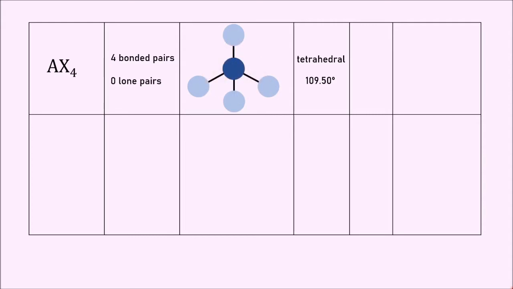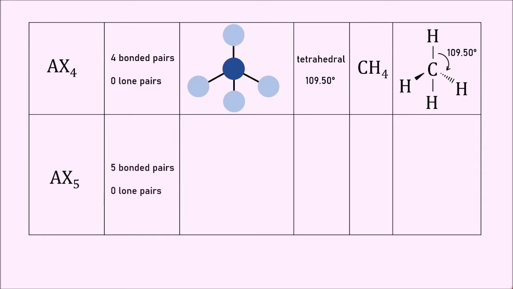An example of this would be methane, CH4. This is what the geometry would look like. Now notice this time we have one ligand, the one hydrogen to the left, coming out of the screen, and the other one on the opposite side going into the screen. That is the only possible way that those 4 bonded pairs of electrons are as far apart from each other as possible. Now let's have a look at 5 ligands, AX5, same idea, 5 bonded pairs, no lone pairs.